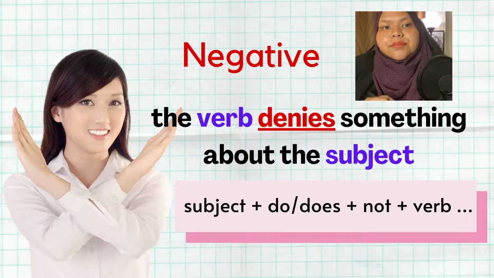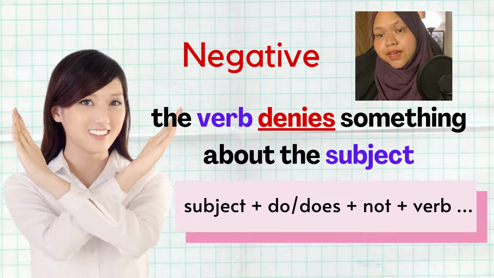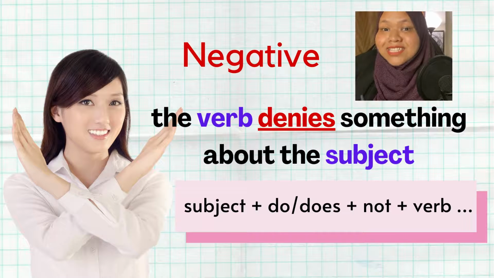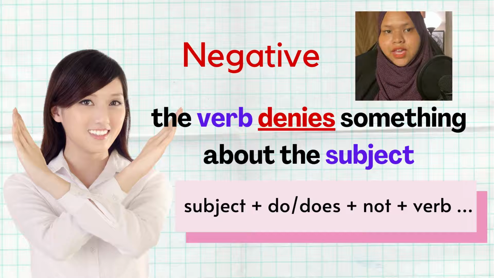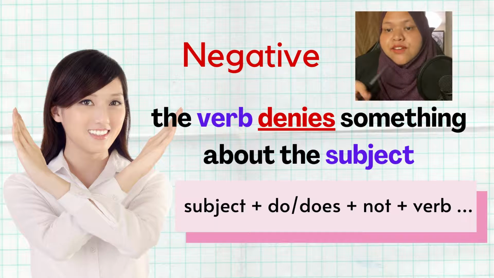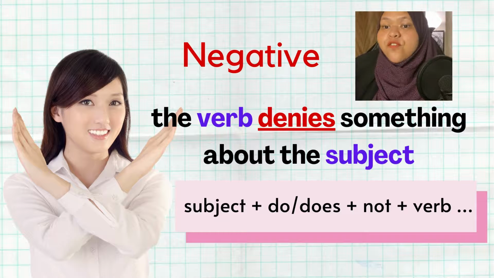Negative present simple is where the verb denies something about the subject. Kata kerja dalam ayat negatif ni menidakkan sesuatu yang berkaitan dengan subjek dalam ayat kita. Okay, you have to use the form. Bentuknya seperti yang tertera di bawah ini. You must have subject and then you must have do or does. Salah satu depends on the subject. And then you put the word not. And then you put your verb.